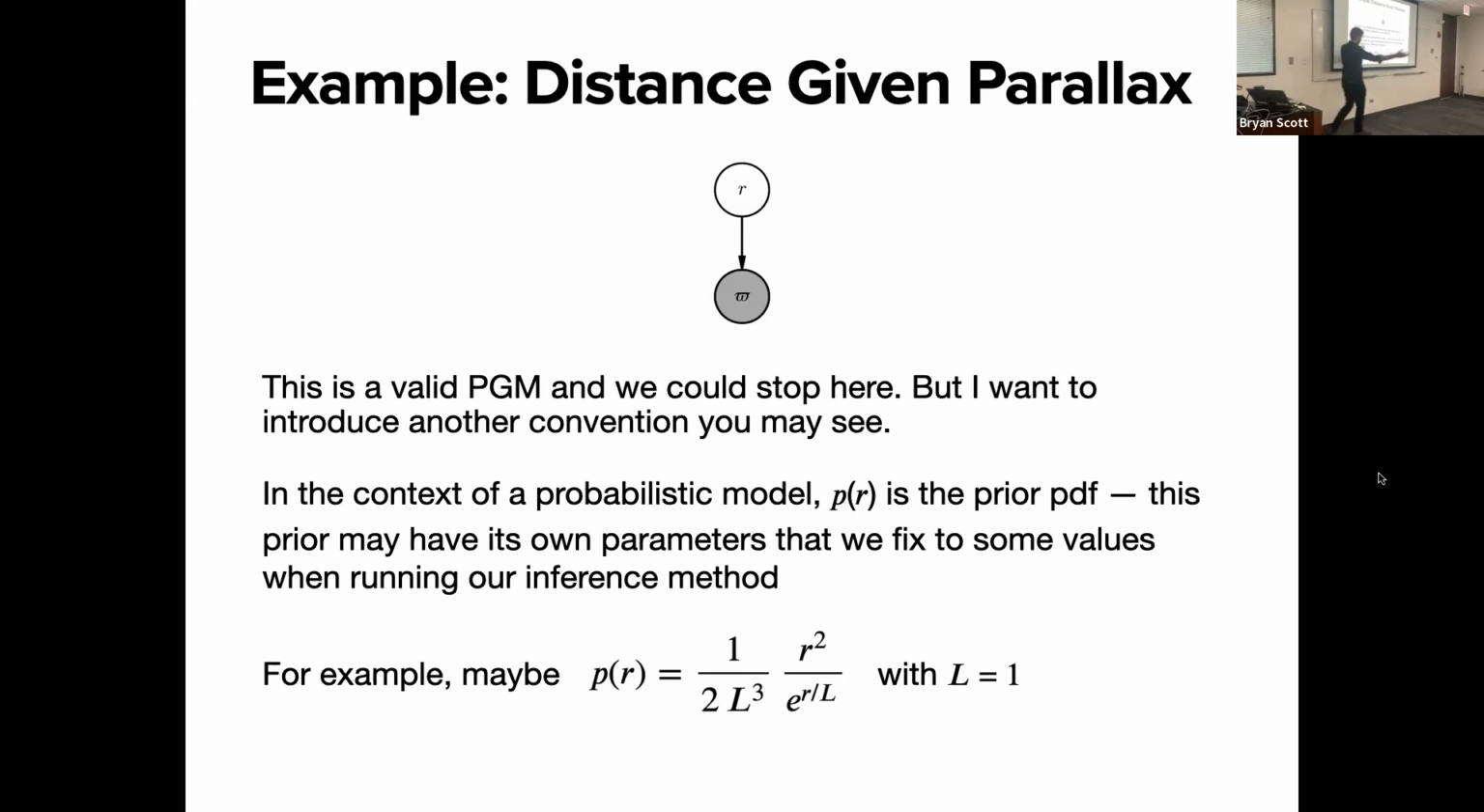Now, as someone just called out, P of R is the prior PDF, another abbreviation, probability distribution function. I'm going to use that a lot because that's another big chunk of words. This prior might have its own parameters, but if we're using it as a prior, we have to fix all of those parameters. So they'll all have numerical values that we drop in. For example, maybe we have a prior that looks like this, and it has a parameter L, but we set L to 1.